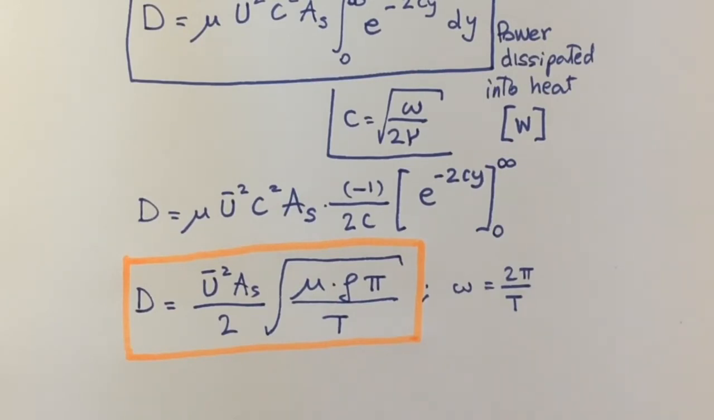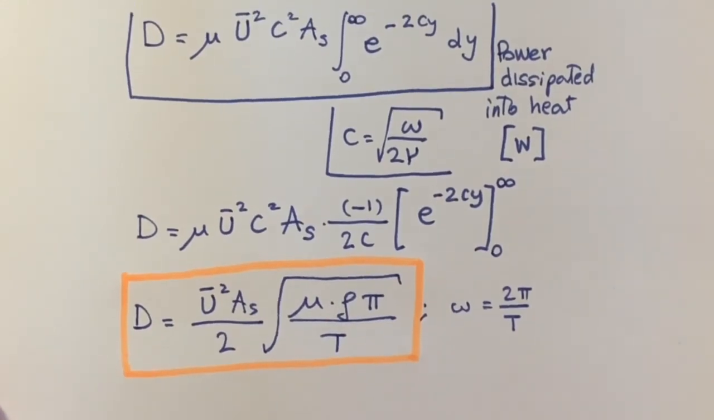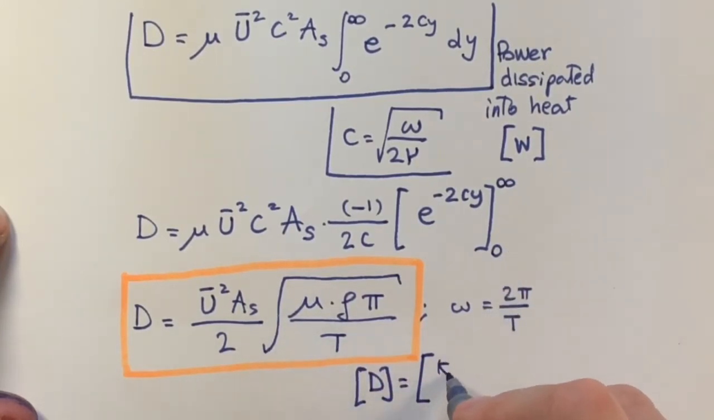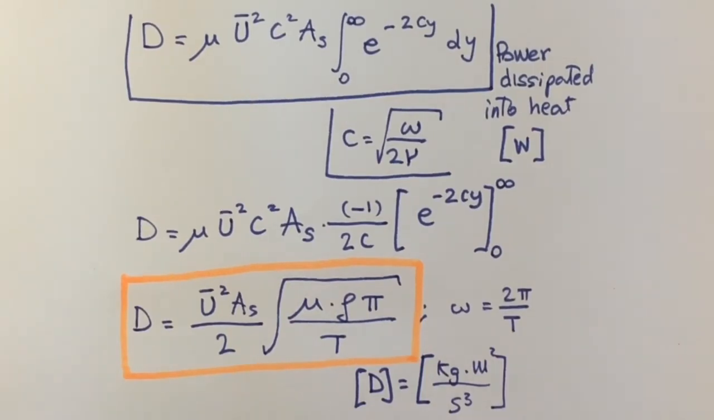Okay, what we can do, we can check the units. That's always important. So if you check the units, you find that the units of D are nothing but kilograms times meter squared divided by seconds cubed, and this is watts. Okay, excellent. So what's the final step of our analysis?